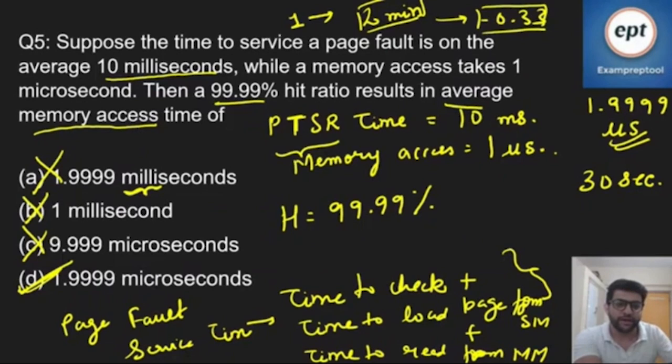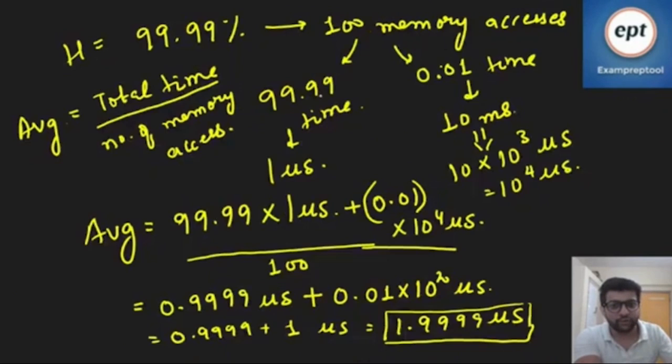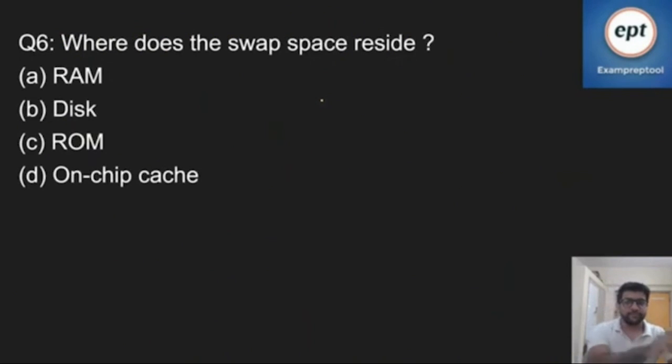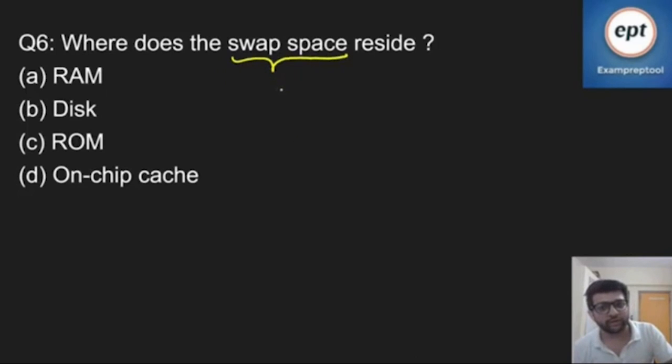Just because you were in a hurry, you lost around 1.33 marks, which can shift your ranks by hundreds, right? So you have to be very careful while reading your questions. Okay, so let's move on to the next question. Just read the question. If you know the concept of swap space, try to solve this problem. Otherwise, no problem. I will tell you what swap space is.